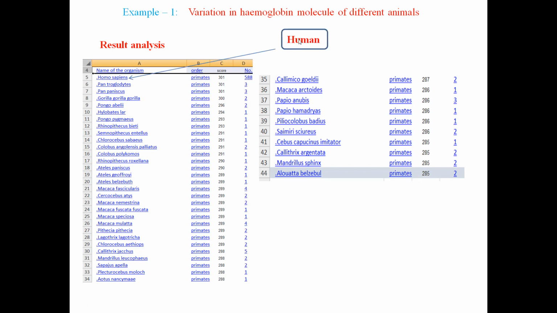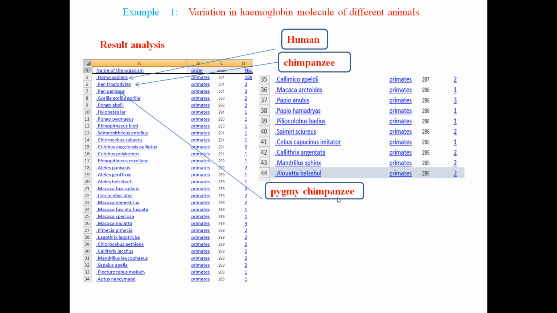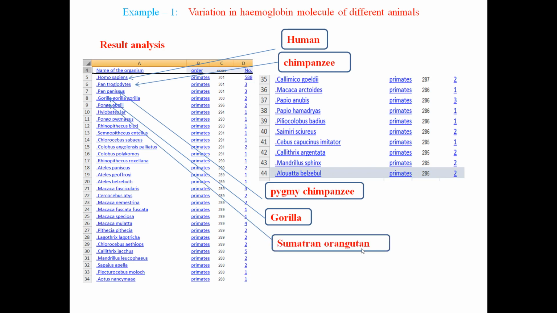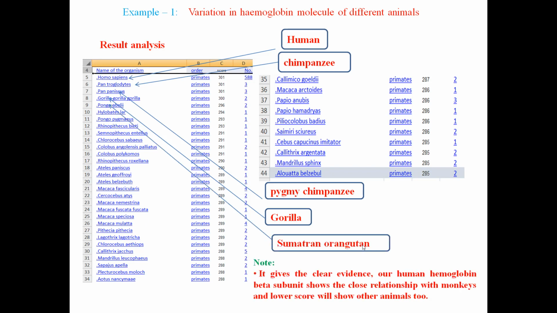The first stands with the human. Our sequence is compared with the human sequence. Second is Pan troglodytes, a chimpanzee, and Pan paniscus is a chimpanzee. And the third one is matching with the gorilla sequence, and this is the orangutan sequence, and it gives clear evidence that our human hemoglobin beta subunit shows the closest relationship with the primates and the lowest score with the other animals too.